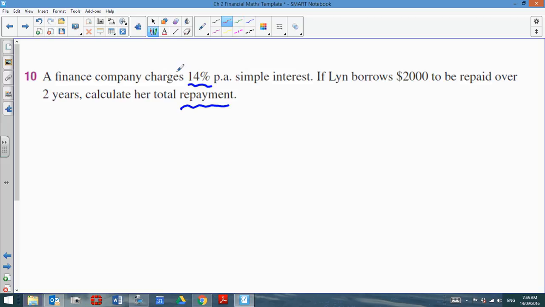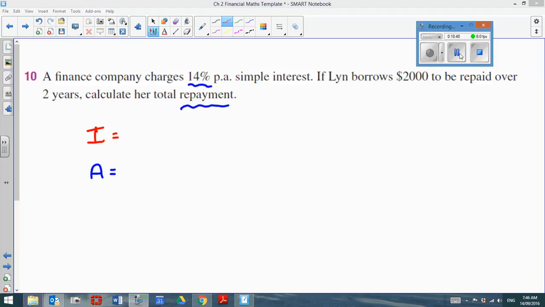So we're still going to find her simple interest that she's charged, and then we're still going to find her total amount, but her total amount is going to represent the repayment. So we want to first find her simple interest, then we want to find her amount, but her amount is going to represent the repayment. So go ahead and pause here and try this one on your own.